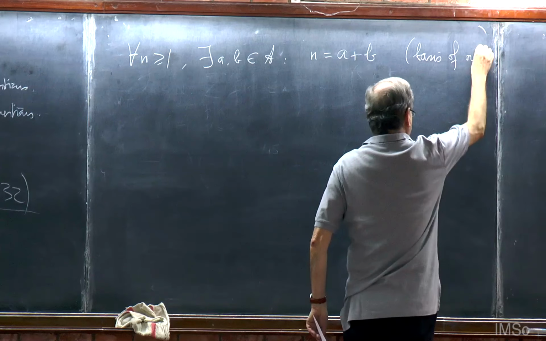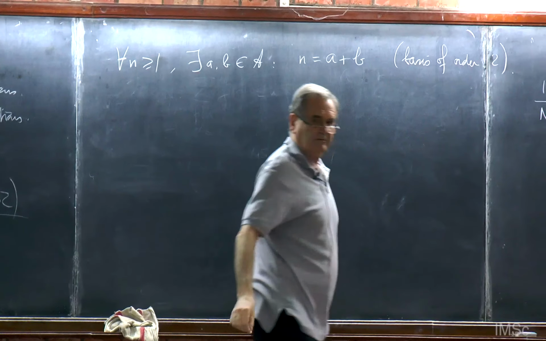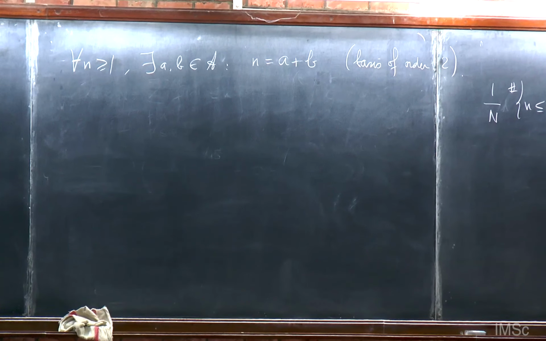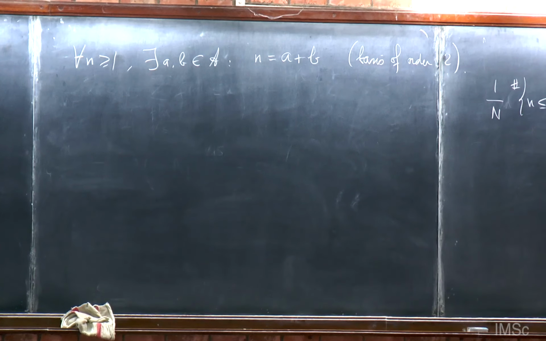Additive basis of order 2. Every element is the sum of 2 squares. Any element is the sum of 2 elements of A, for example. Order 4, you know that every integer is the sum of 4 squares, Lagrange's theorem, and so on.